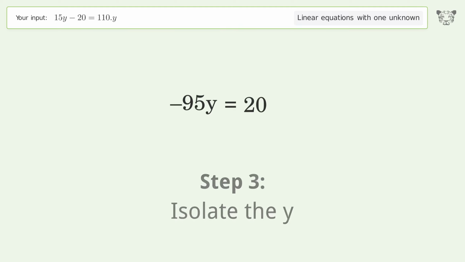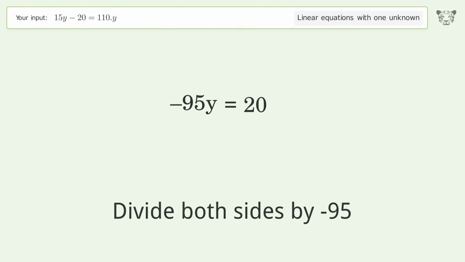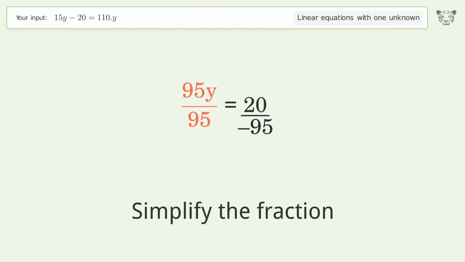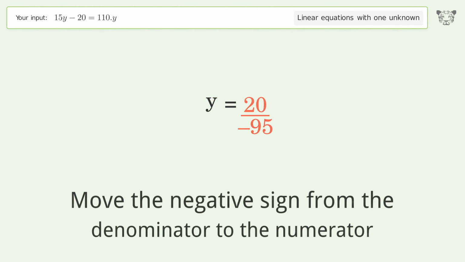Isolate the y. Divide both sides by -95. Cancel out the negatives. Simplify the fraction. Move the negative sign from the denominator to the numerator.